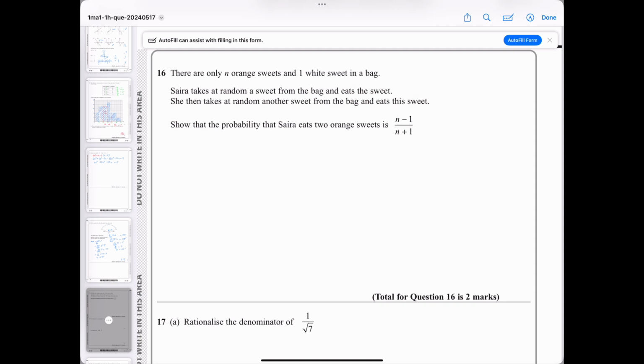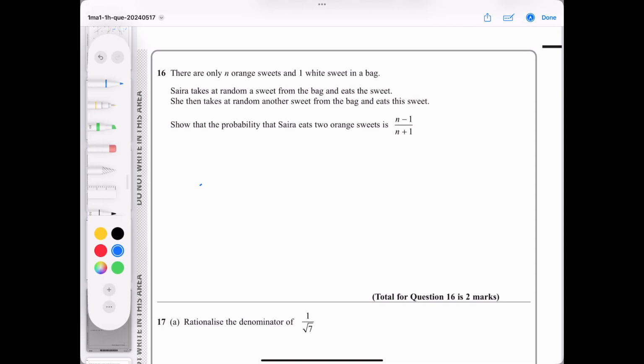Okay, so let's go this way and this way. So there are, let's go with white, orange. So there's one sweet. She takes, okay, and then there's n orange sweets. And then it doesn't work after this. So if you take that, there are no sweets left. And so actually we're just going down this.